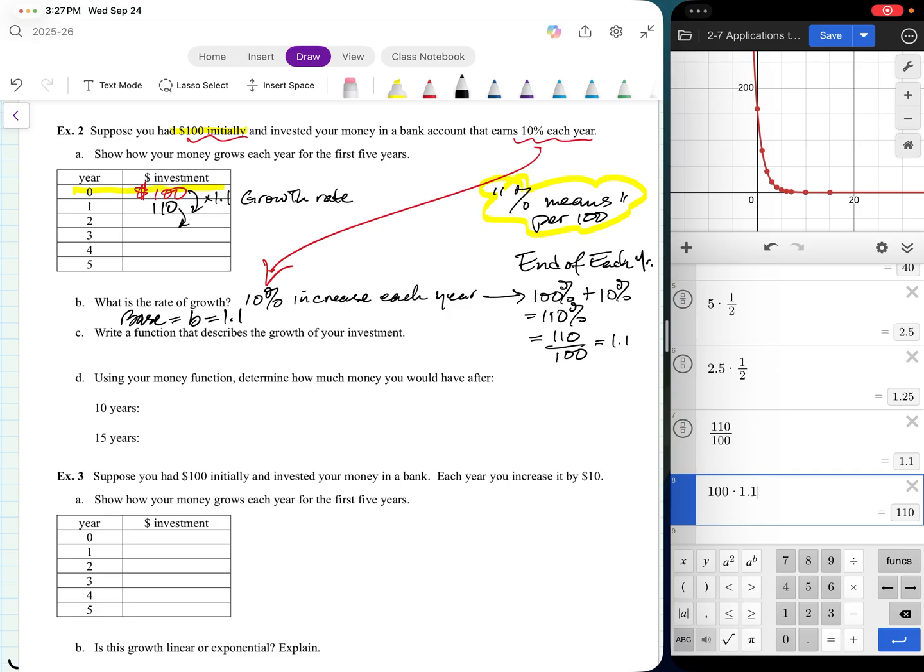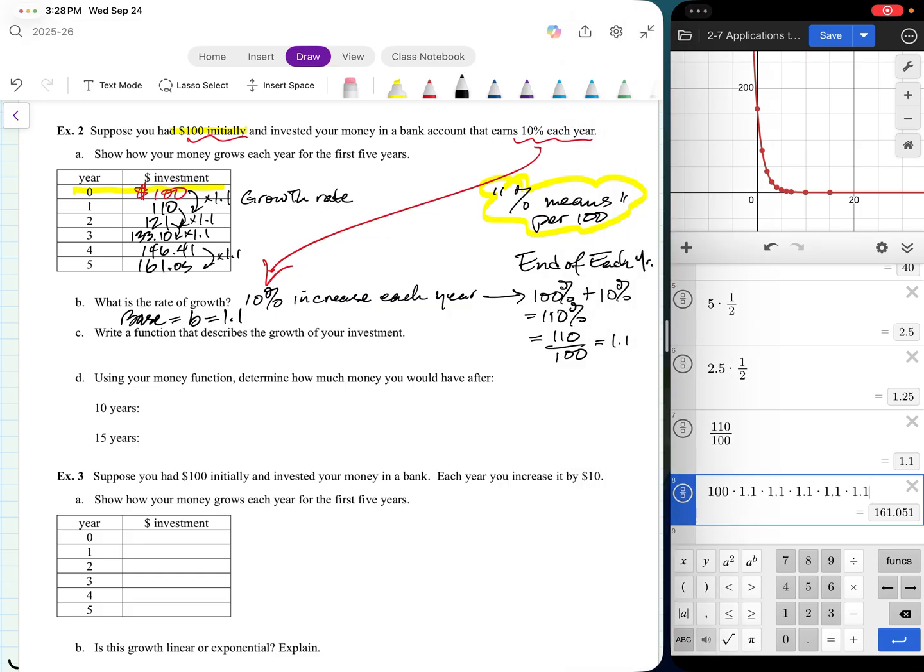And then guess what? You multiply it by 1.1 again, just times 1.1 right here, and you get $121. And then again, you're multiplying it each time by 1.1. So in your calculator, just go times 1.1, which is $133.10. And then times 1.1. Every year, you have 110% of what you start with. So that's $146.41. And then again, you multiply it by 110%, which is 1.1.